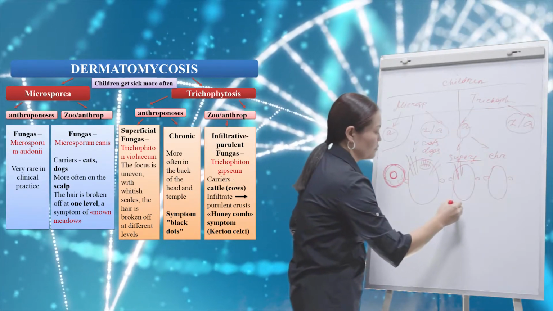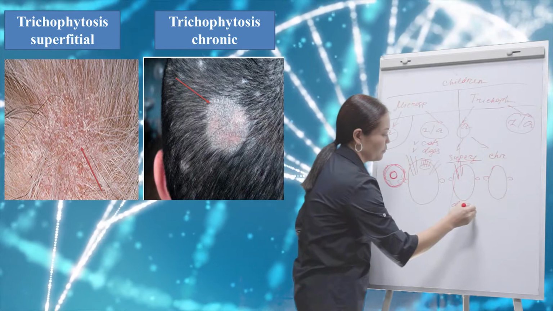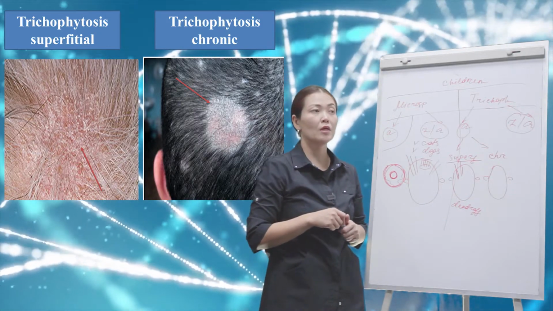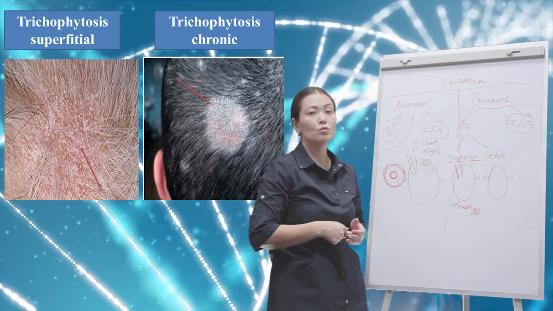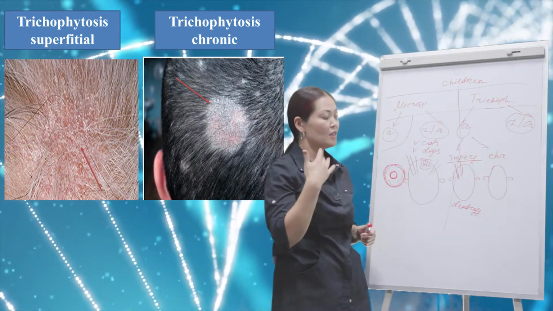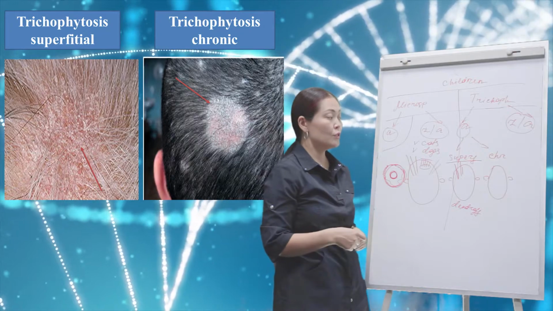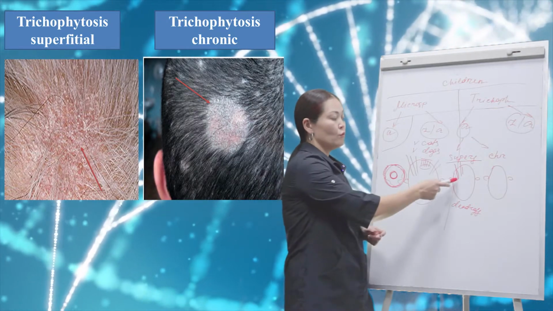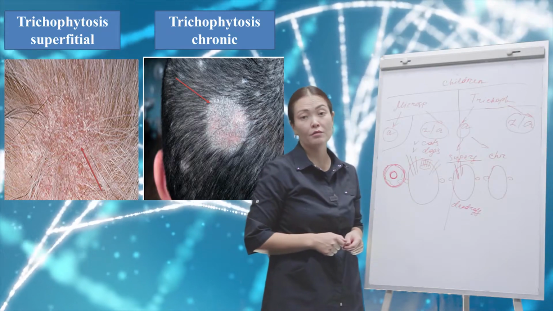How can we suspect that it may be the superficial type of Trichophyton fungal infection? By the dandruff. The patient will always say something like, doctor, I wash my head two times per day, but dandruff returns again and again. So in this situation, the first step you should take is to check your patient for fungal infection.